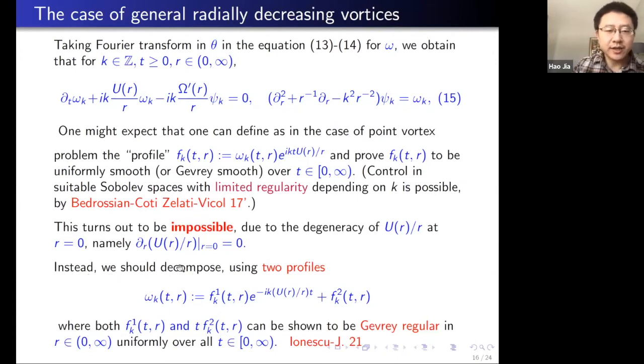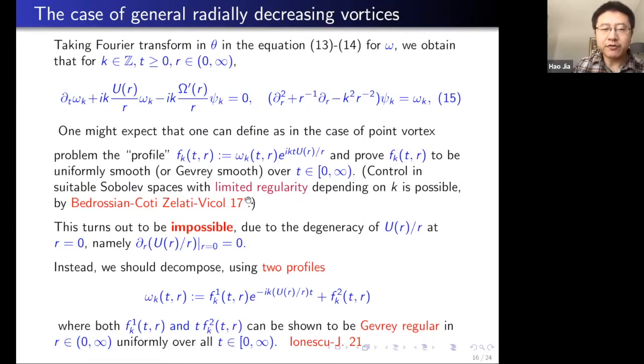So instead, we should abandon this kind of decomposition. We should decompose in a more complicated way as follows. We should have two profiles, F1_k and F2_k. F1_k is basically as before; it carries the oscillatory factor. And F2_k is already smooth and no longer carries any oscillatory factor. Moreover, these two profiles are uniformly smooth over all time in Gevrey space. So we basically have very good control on them.